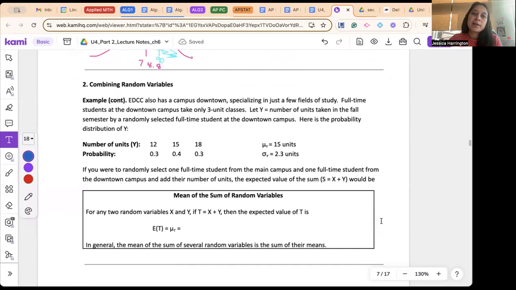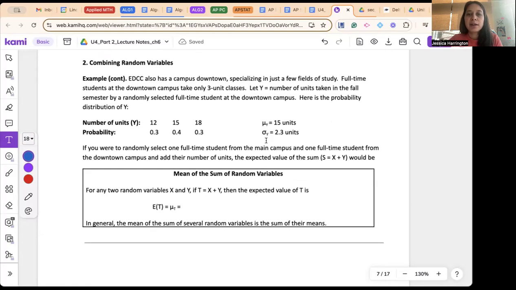EDCC also has a campus downtown specializing in just a few fields of study. Full-time students at the downtown campus take only 3 unit classes. Let Y equal the number of units taken in the fall semester by a randomly selected full-time student at the downtown campus. Here's the probability distribution of Y. So the probability of someone having 12 credits is 0.3, 15 credits is 0.4. They've given us the mean and standard deviation.